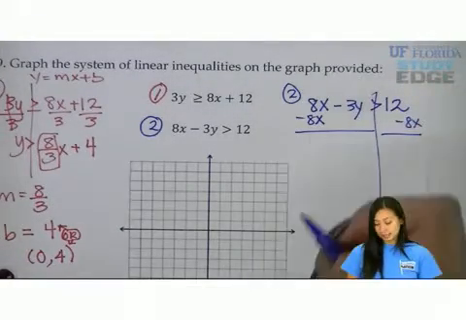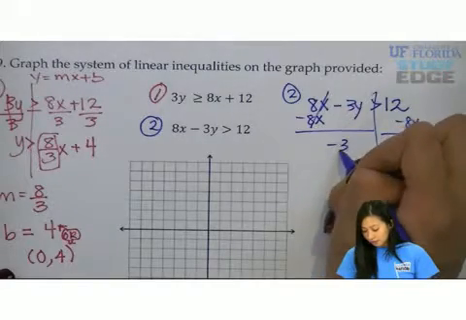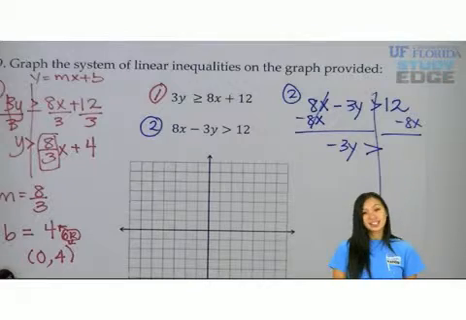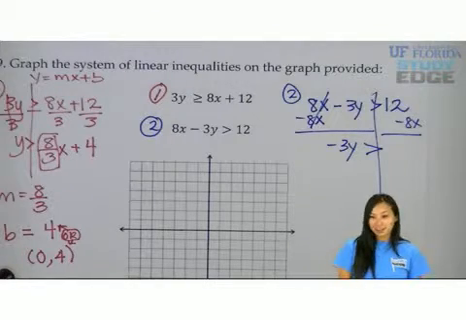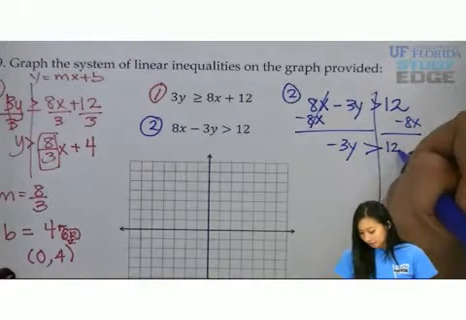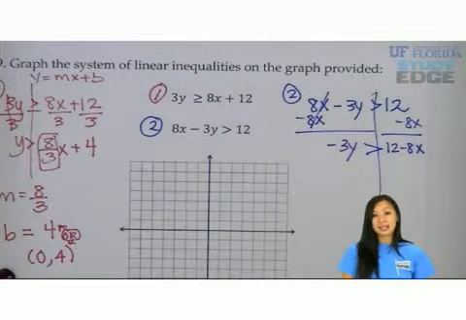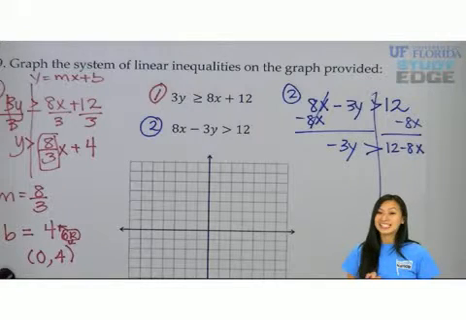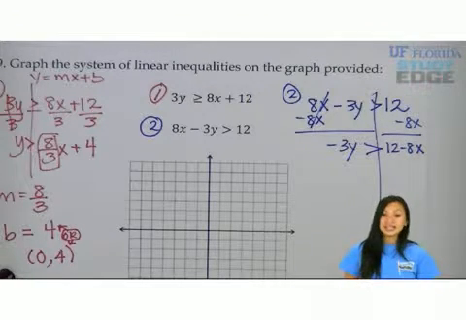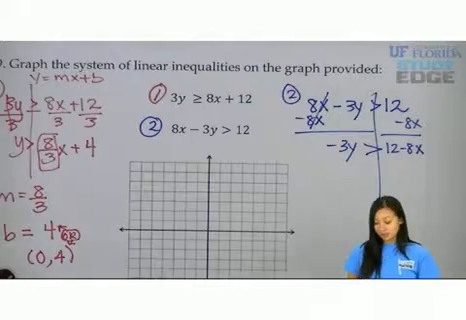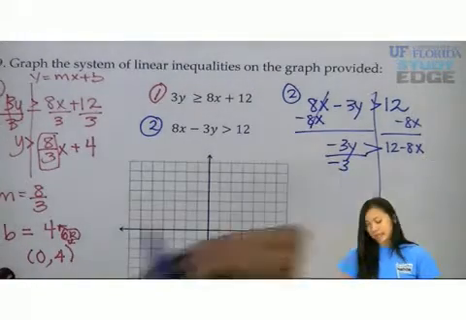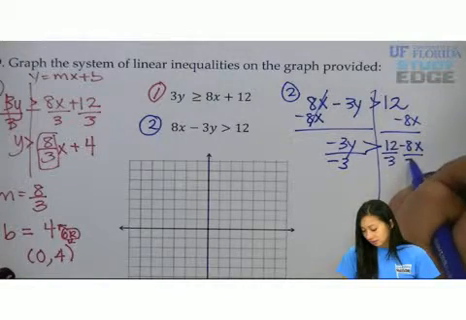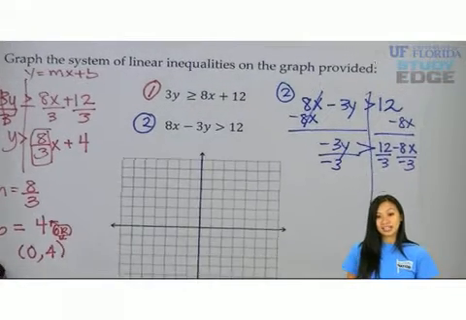8x minus 8x is 0. I have negative 3y left. It's greater than 12 minus 8x. Those are not like terms, so you cannot subtract. You just have to bring it down. 12 minus 8x, like that. Now I have to get y by itself. That negative 3 is keeping it from being by itself. So to get rid of it, I'm going to divide by negative 3. Whatever I do on one side, I've got to do on the other side. I'm going to divide every term by negative 3.